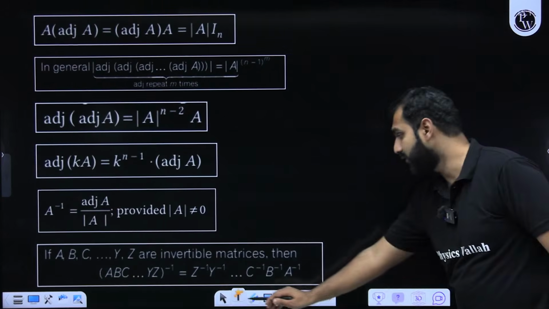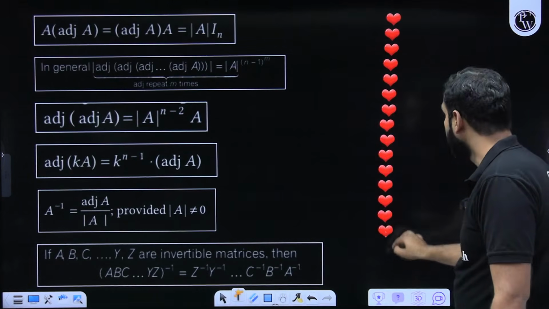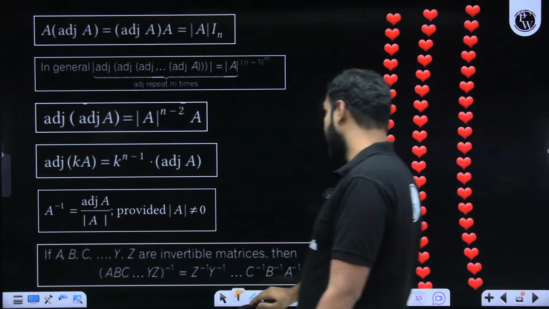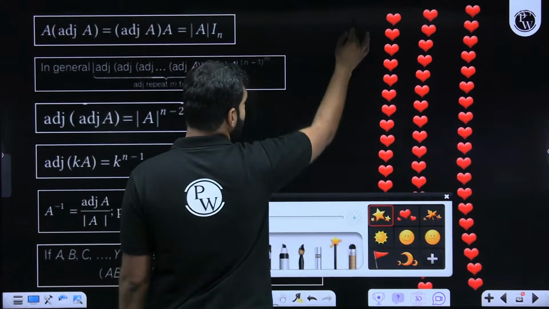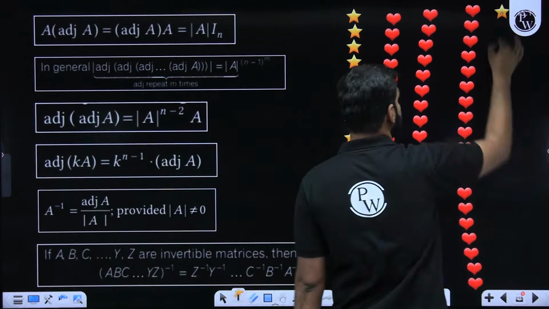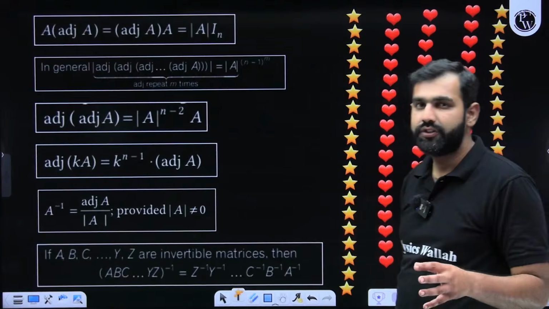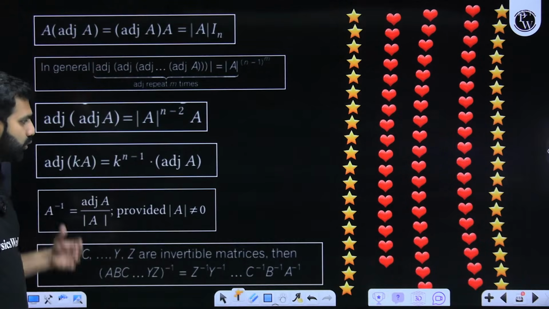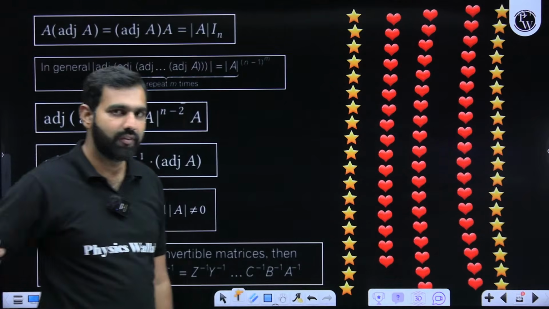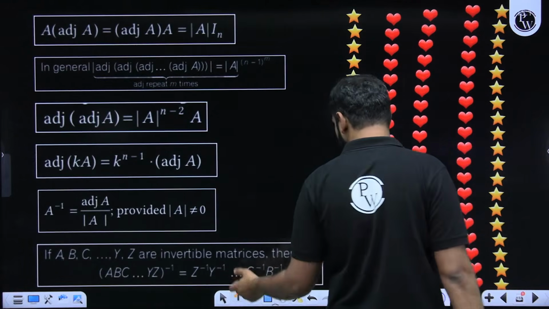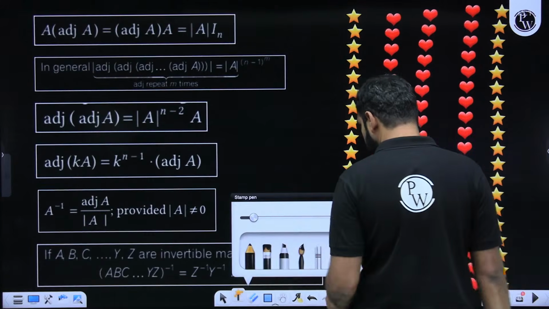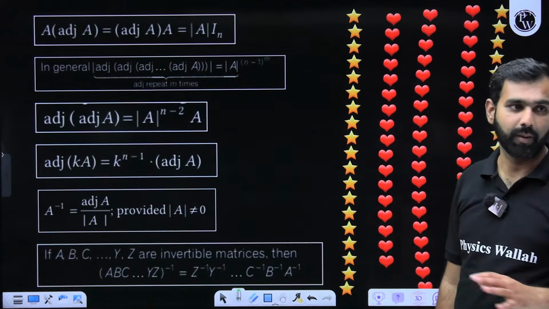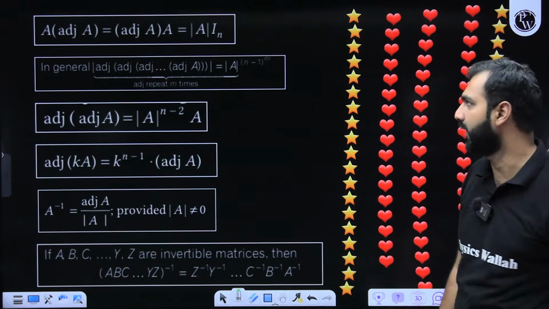This is, I would say, one of the most important slides of this entire session. Trust me, have faith in my words. Adjoint, determinant, IIT loves it and they ask questions based on it. 2 to 3 questions you'll see in every shift, every pattern from matrices and determinants, and 1 or 2 of them will definitely use these properties. So pay very much attention to this particular slide. It is a very important one, all the students who are watching right now.